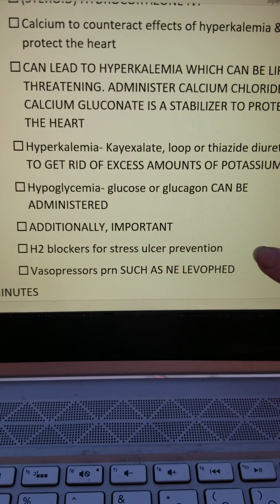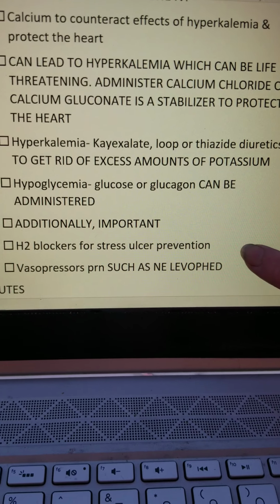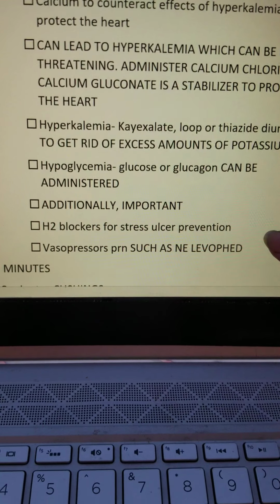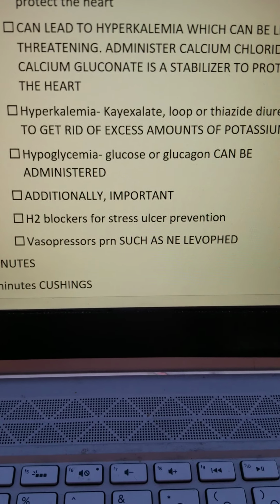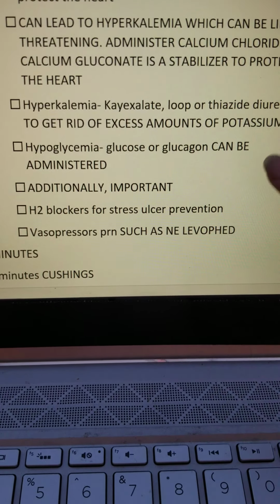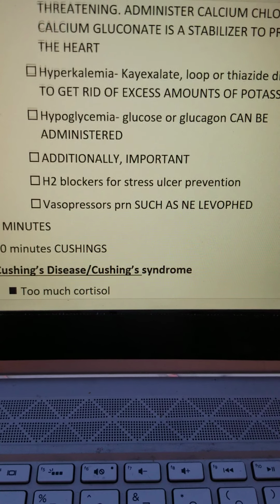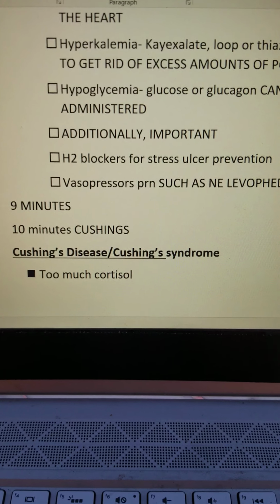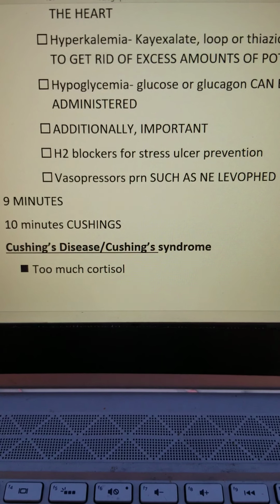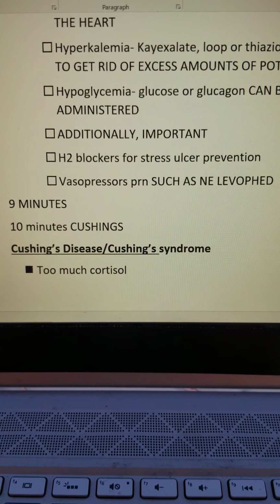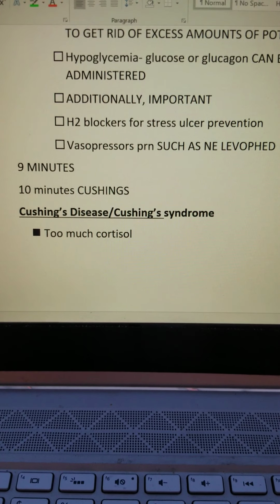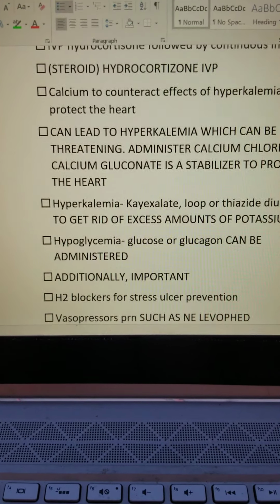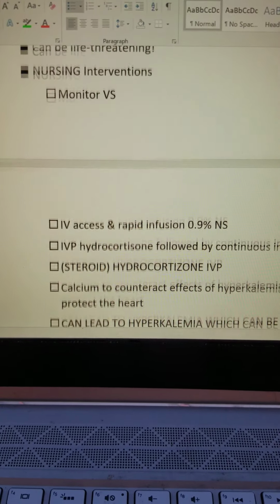Hyperkalemia, K-oxalate, loop, or thiazide diuretics can help to decrease this high potassium to get rid of excess amounts of potassium. Low blood sugar, hypoglycemia, you can give glucose or glucagon can be administered. Additionally important, H2 blockers for stress ulcer prevention. And then vasopressors, PRN, such as norepinephrine, Levophed would be a vasopressor to help increase the blood pressure if they were having low blood pressure.